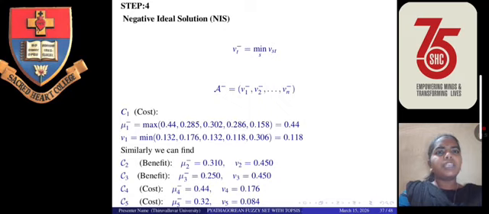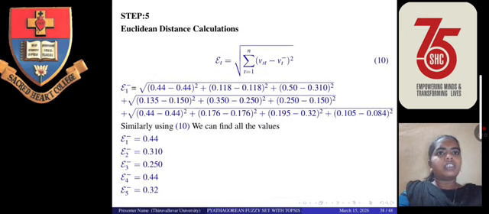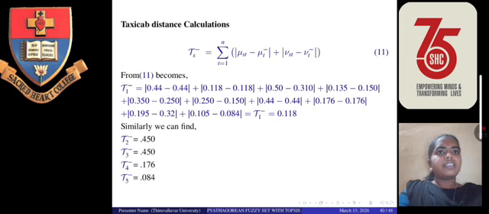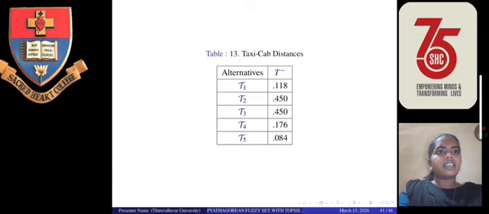Step 4, negative ideal solution. Above equation, substituting weighted normalized values, we get the negative ideal solution. Step 5, Euclidean distance calculations. Above equation 10, substituting values, we get the final Euclidean distance values. Taxicab distance calculations. From equation 11, we get all the values. This is the final taxicab distance table.